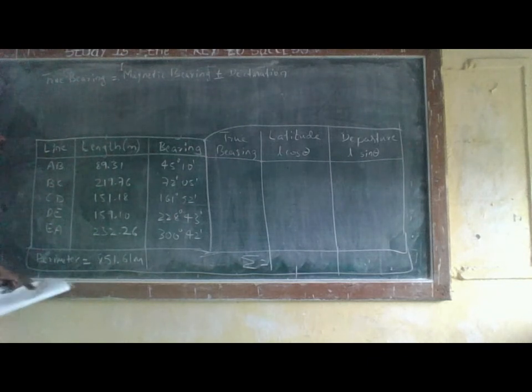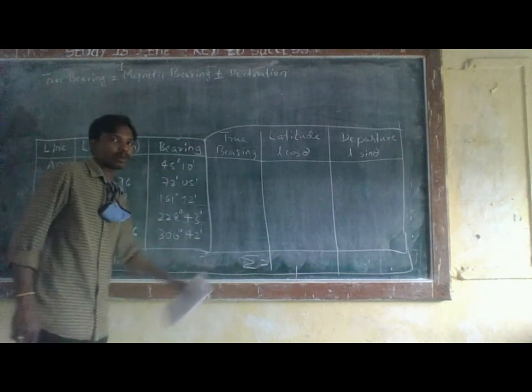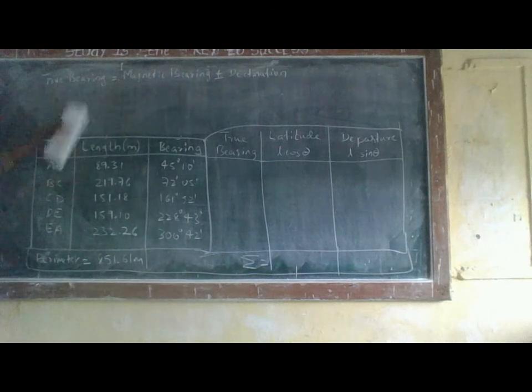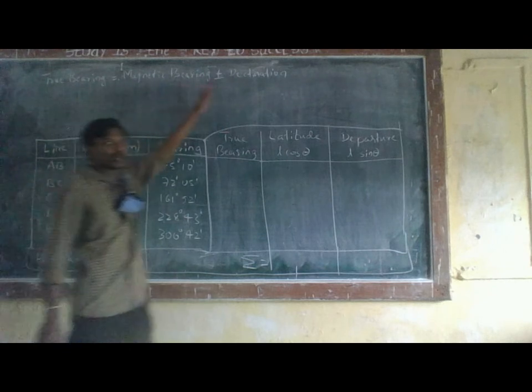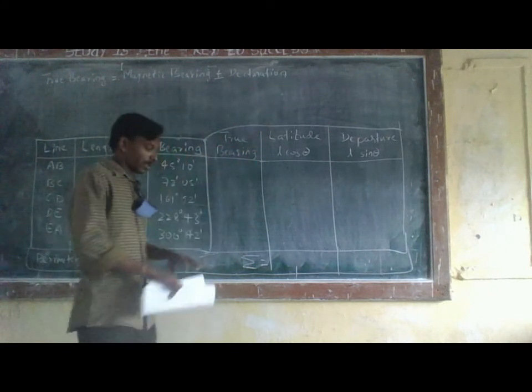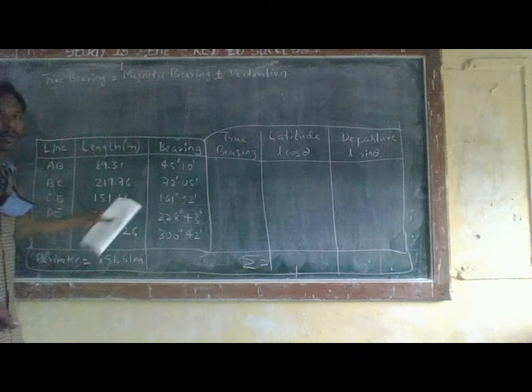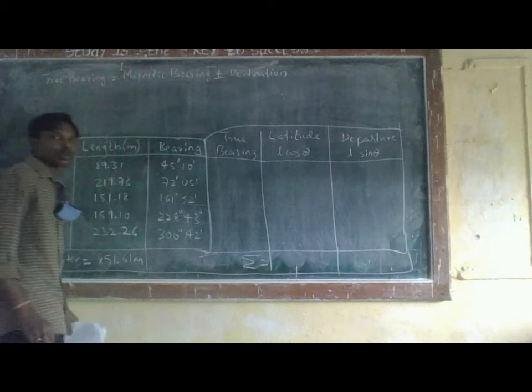Now to calculate the true bearing, we need a formula. So here the true bearing is equal to magnetic bearing plus or minus declination. Here in this particular problem, the declination is towards west.